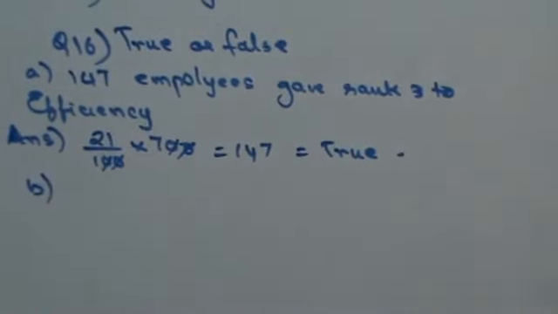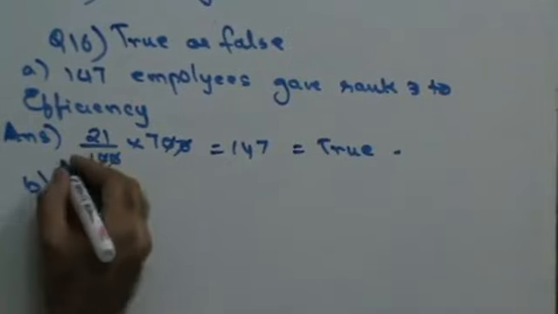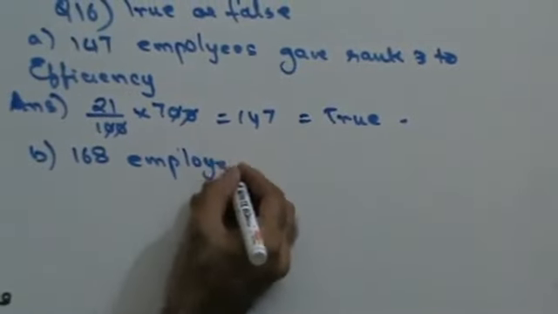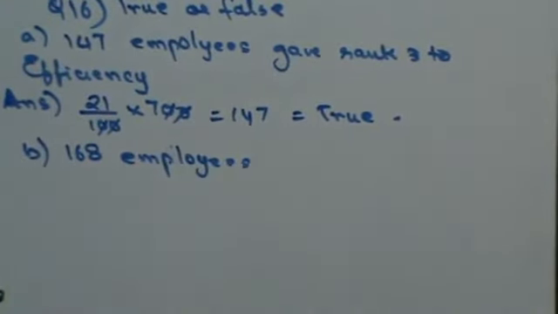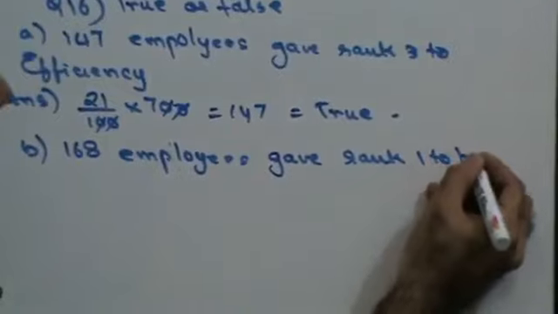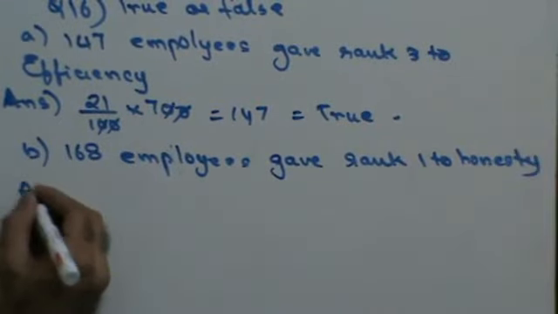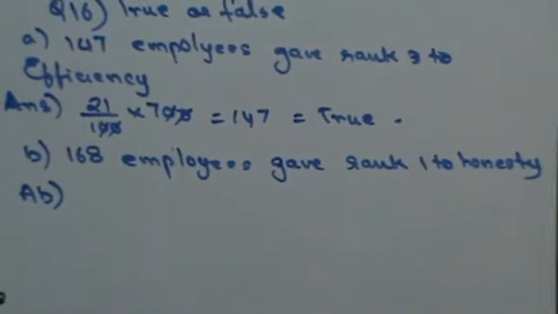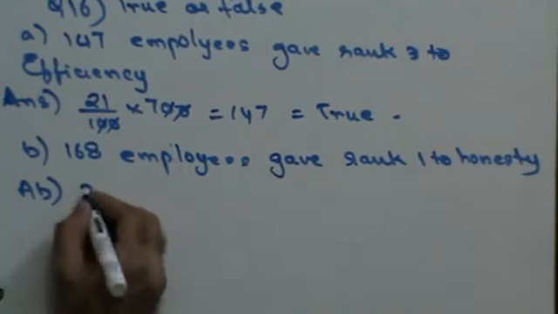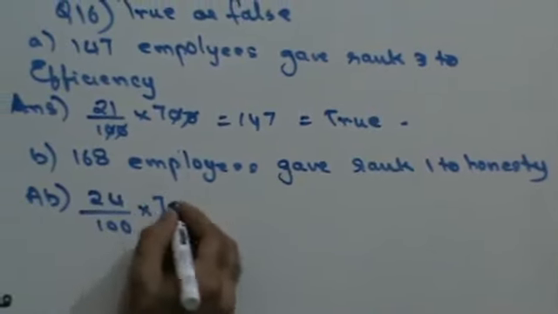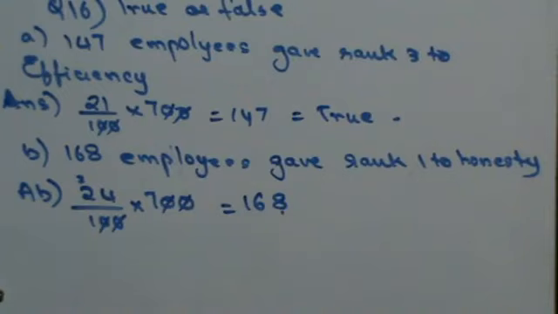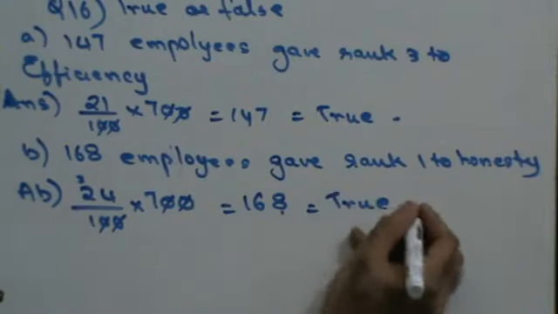Next, second question. 168 employees gave rank 1 to honesty. Let's check this. Rank 1 to honesty: 24% of the employees have given rank 1 to honesty. 24% of 700 is 168. Yes, 168 employees. Answer is true. Next.